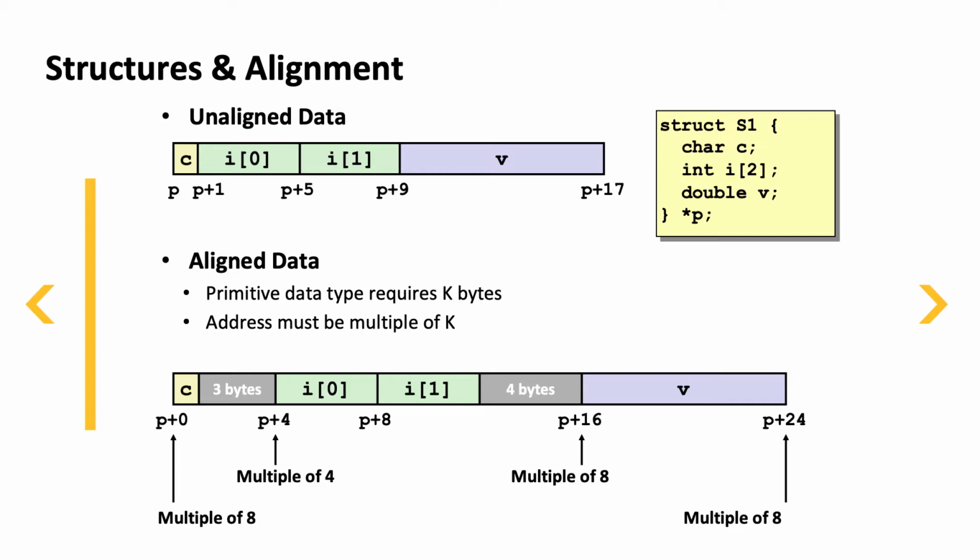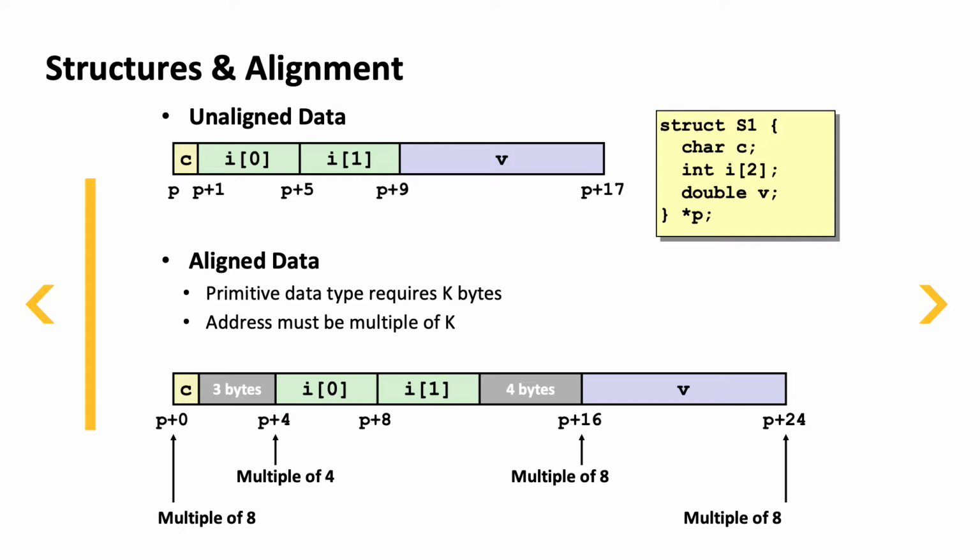If we have this struct where we have a char C, a 2 element integer array I, and a double V, if it was unaligned, we would just pack that all. Again, it has to be in order, right? These are always going to get stored in the order that they're declared. So we'd have the char, then 2 integers. So that's 2 4-byte integers in a row, and then our double V. No big deal, right? That's exactly what we expect.